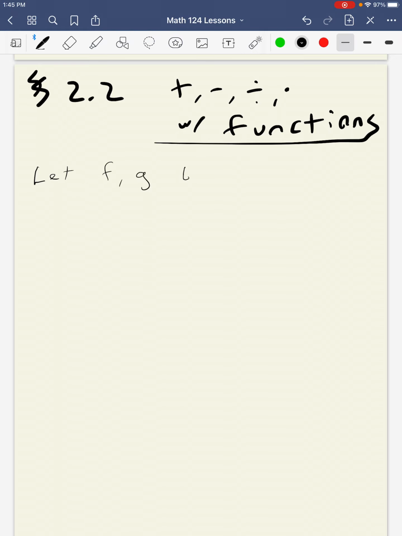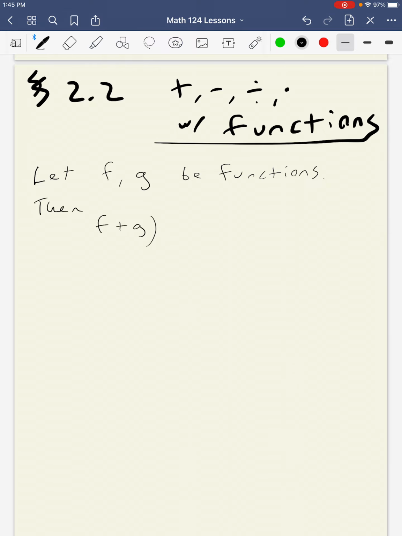Let f and g be functions. Then f plus g of some variable x is simply, we take the formula for f and we take the formula for g and we add them together, as you may have guessed. And I will do some examples shortly to clarify. And if we minus the functions, we just put a minus sign here. So I'll do plus and minus in the same line.